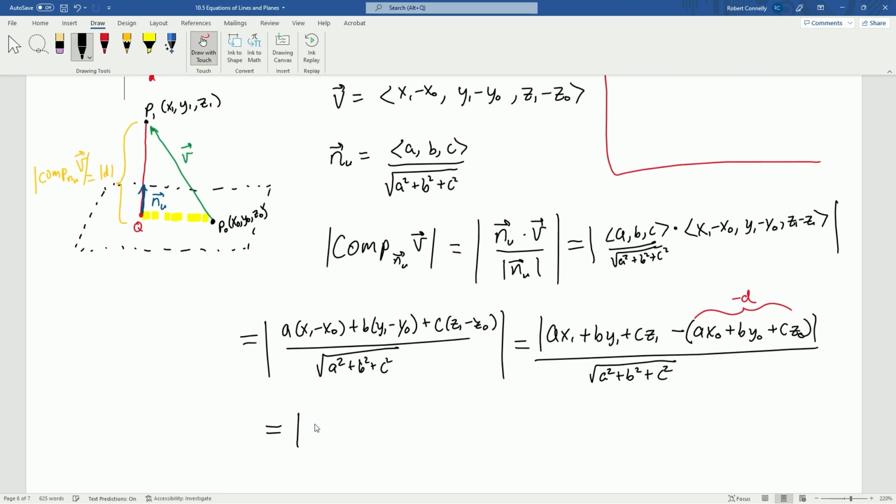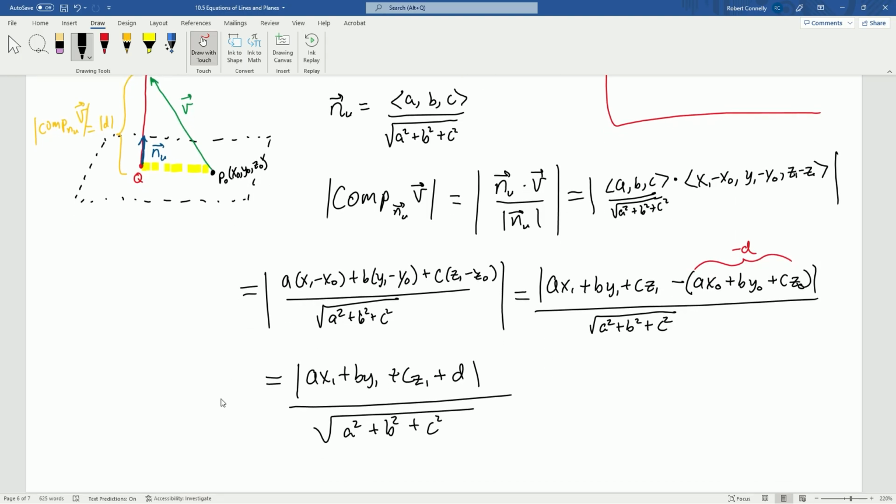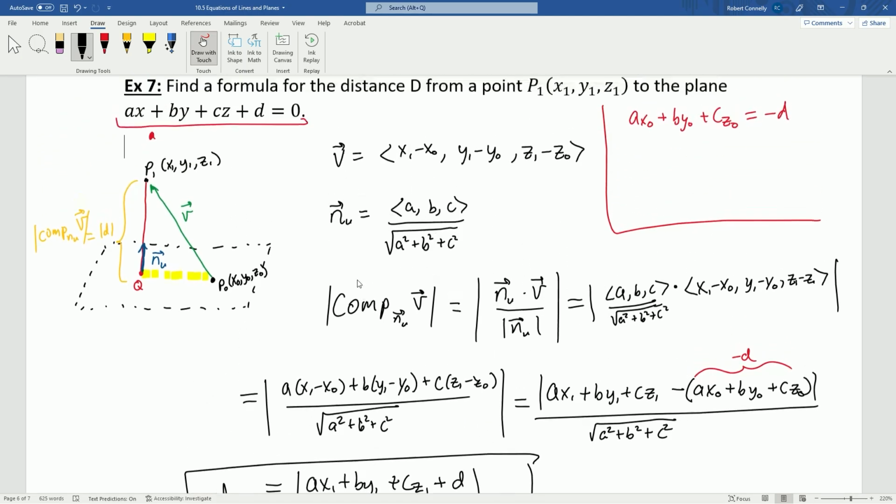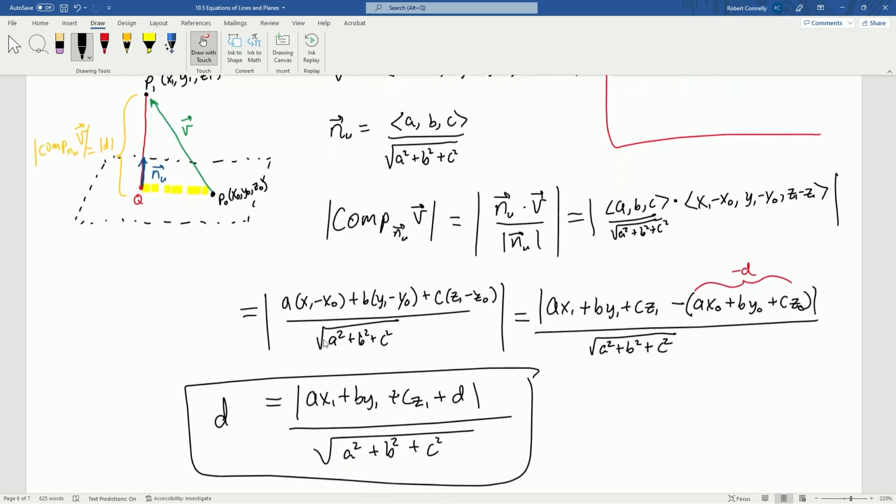So this becomes A x1 plus B y1 plus C z1 plus D. Take the absolute value and divide it by the magnitude of your normal vector. And that's it. So this is our distance formula for the distance between a point x1, y1, z1, and the plane when given in this form.